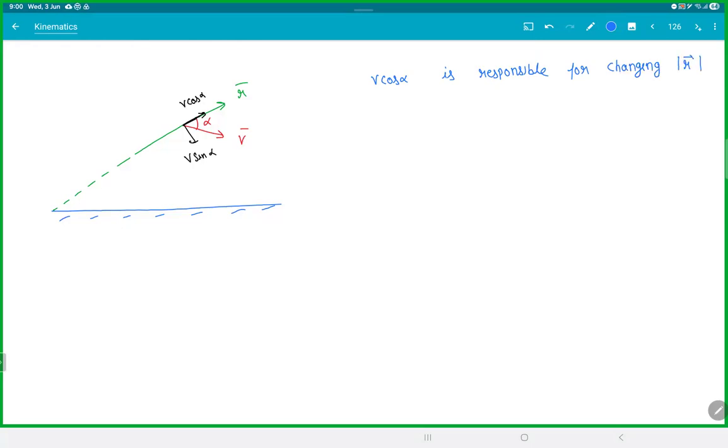Now, can I say it like this? As long as V cos alpha is along R bar, mod R bar will keep increasing. If V cos alpha is along R bar, then mod R bar increases. That is, alpha must be an acute angle.